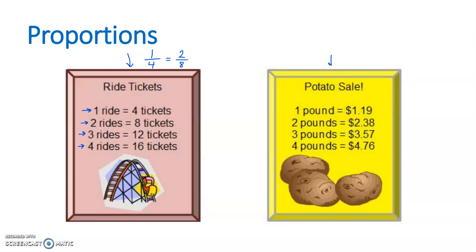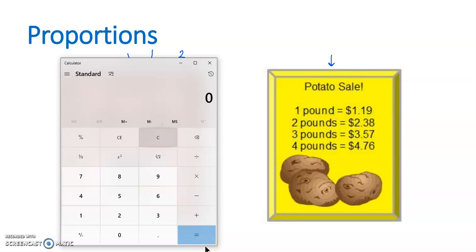Sometimes we use this when we talk about money for something like these potatoes. 1 pound costs $1.19 and 2 pounds cost $2.38. If we want to know that we're paying the same rate, we can use a calculator to determine that. So if we take $2.38 and we divide by 2, we see that indeed we're paying the same price. We're buying 2 pounds, but it's costing us $1.19 per pound.